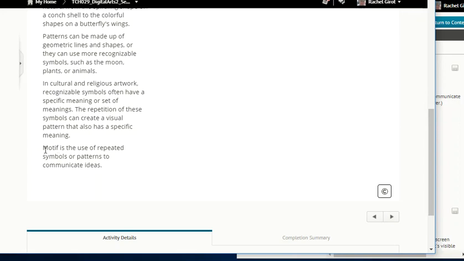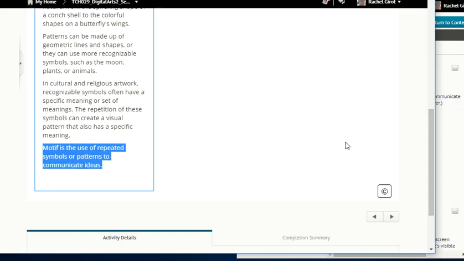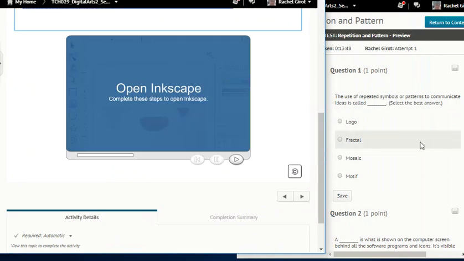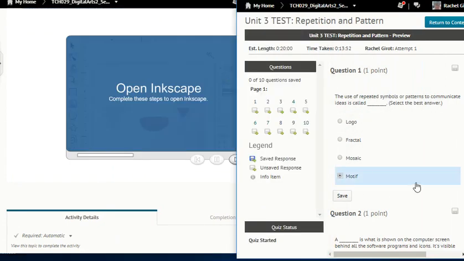Motif is the use of repeated symbols or patterns to communicate ideas. Yes, I knew I saw that. The use of repeated symbols and patterns to communicate ideas is motif.